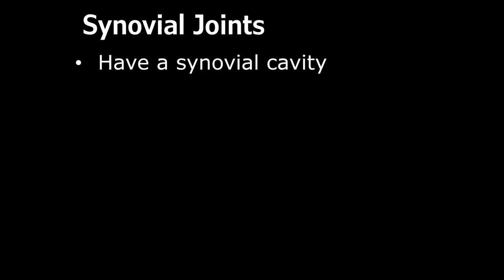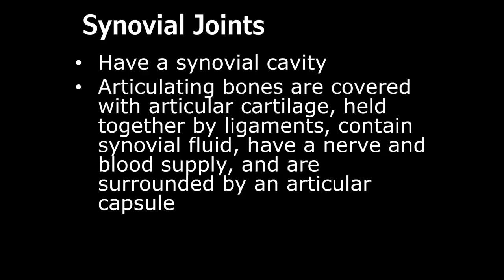Now to the synovial joints. These, of course, have that synovial cavity, which is going to be the opening that will contain synovial fluid. The articulating bones are going to be covered with articular cartilage. That's going to reduce any type of friction between these bones, along with that padding from the synovial cavity. They're going to be held together by ligaments.